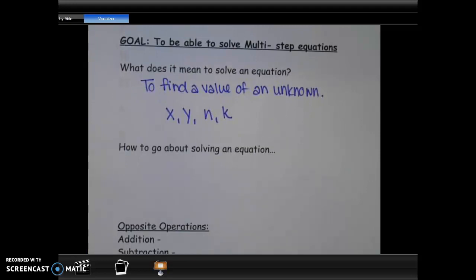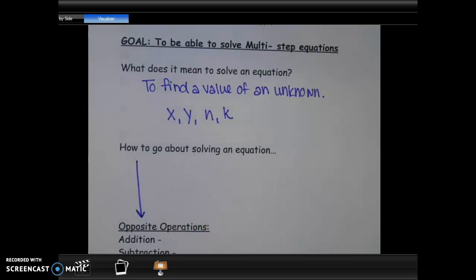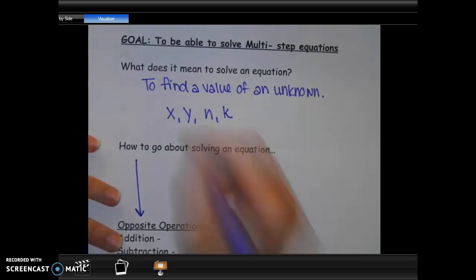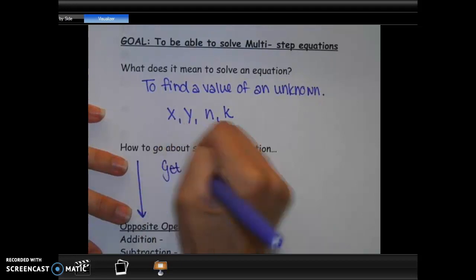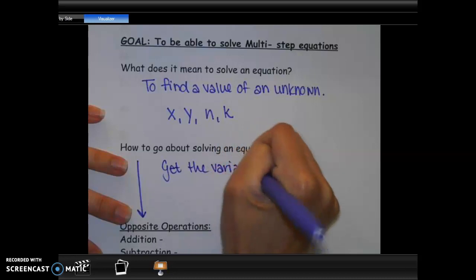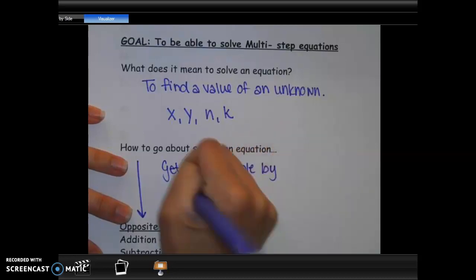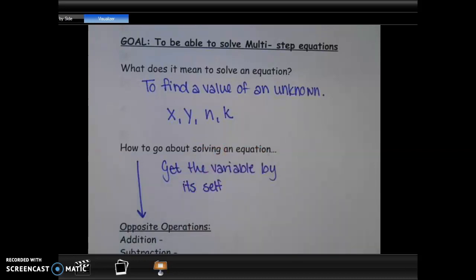So how do we go about solving an equation? You're going to do something called opposite operations. Okay? You'll hear me say all the time, getting x, or getting the variable by itself. And you'll use opposite operations to do so.